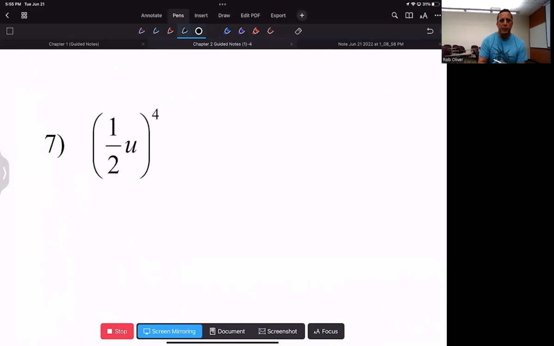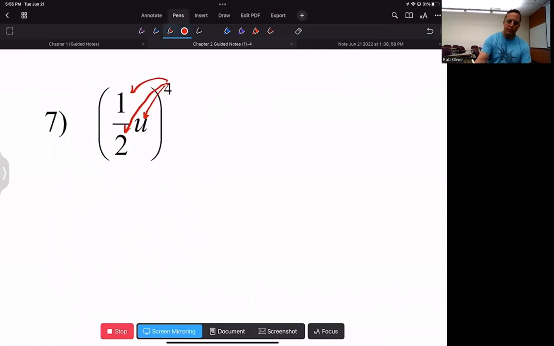All right, moving down to number 7. We're just going to follow what we have been following here, which is that we are going to apply that 4 to every single part. Every element of this problem is going to have a power of 4. So we're going to apply it to the numerator, to the denominator, the 2, and to the variable, the u. I'm going to write it down first. We've got 1 to the 4th power, 2 to the 4th power, and u to the 4th power.